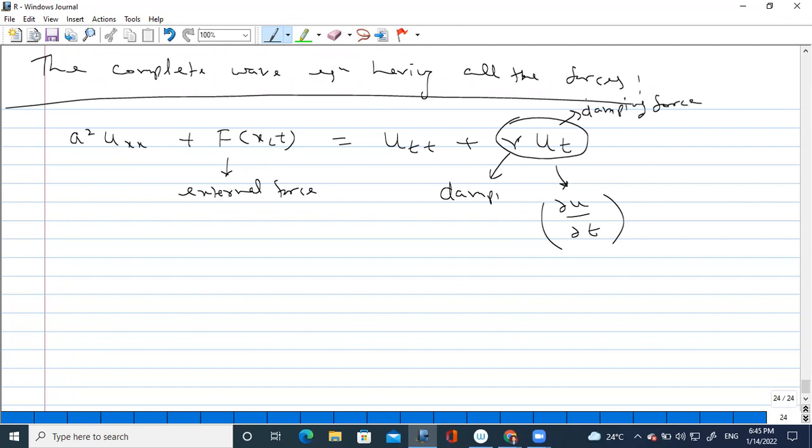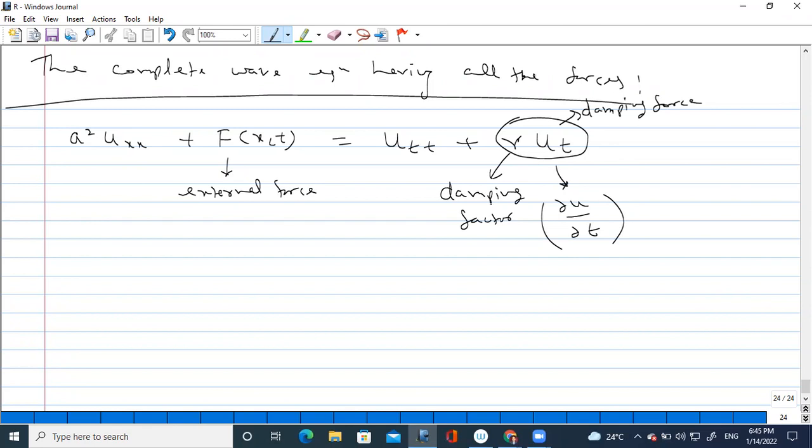How it comes? By dragging. Suppose some wind is blowing with some force, so that will give you dragging. So dragging, damping force will be there. That will be single differentiation. So that will be gamma. Gamma is the damping factor. If this term is there, it means damping is there.